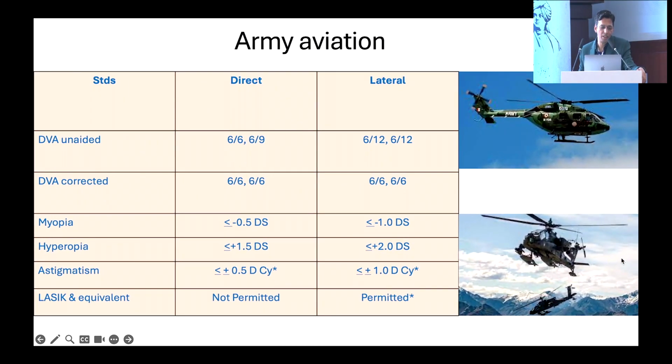The Army Aviation. In the Army Aviation, there are two types of entries: one is the direct entry, the other is the lateral entry. In the direct entry, the unaided visual acuity of 6/6 and 6/9, correctable to 6/6 both eyes. Myopia of 0.5 diopter sphere, hyperopia of plus 1.5 diopter sphere, and astigmatism of plus minus 0.5 diopter cylinder is acceptable. LASIK and equivalent is not permitted. Whereas in the lateral entry, 6/12 unaided visual acuity is acceptable, correctable to 6/6 both eyes. Myopia minus 1 diopter sphere, hyperopia of plus minus 2 diopter sphere, and astigmatism of plus minus 1 diopter cylinder is acceptable. And here LASIK and equivalent are permitted.